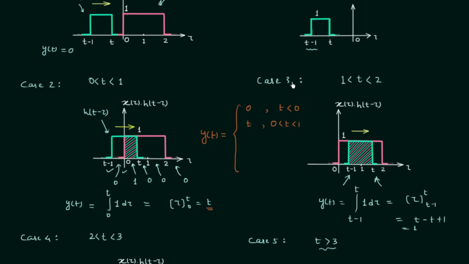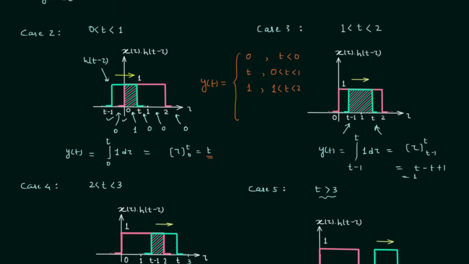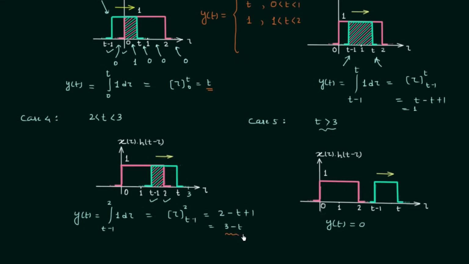Let's move to our case number 3. From here we have output y(t) equal to 1, and it is 1 when t is less than 2 but greater than 1. Let's move to our case number 4. From case number 4 we have y(t) equal to 3 minus t, when t is less than 3 but greater than 2. And from the last case, y(t) is 0, and it will happen when t is greater than 3. So this is your answer.